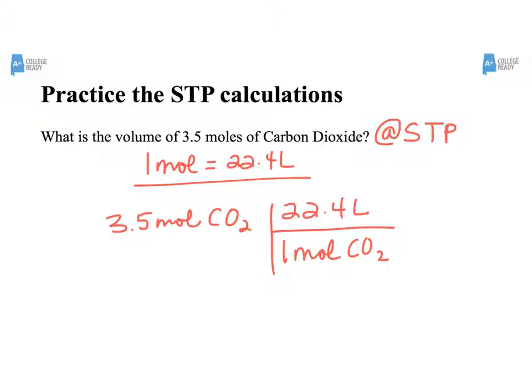And then we just do the calculation with our calculator, and we say 3.5 times 22.4, and that gives us a volume of 78.4 liters. And this is going to be like a shortcut to help you. So if the gas is at STP, we can just use this mathematically derived relationship. 1 mole has a volume of 22.4 liters.